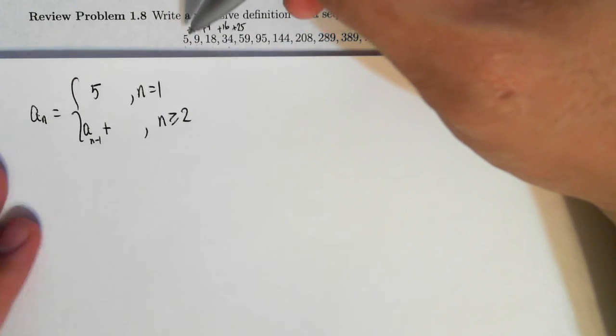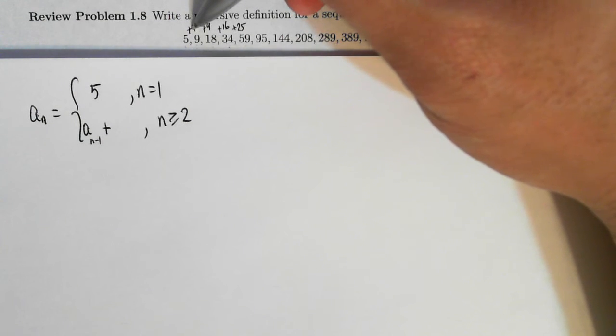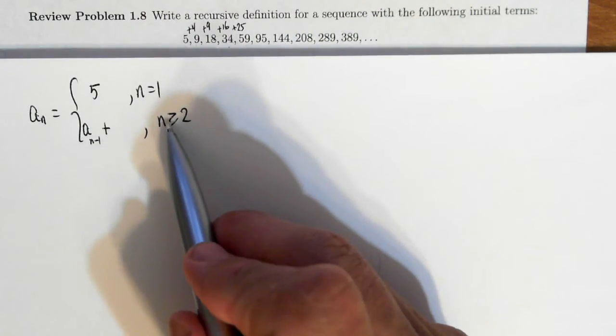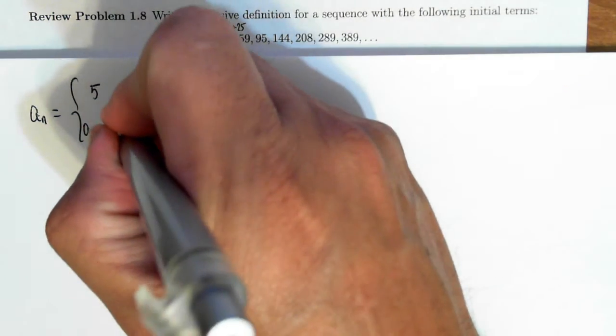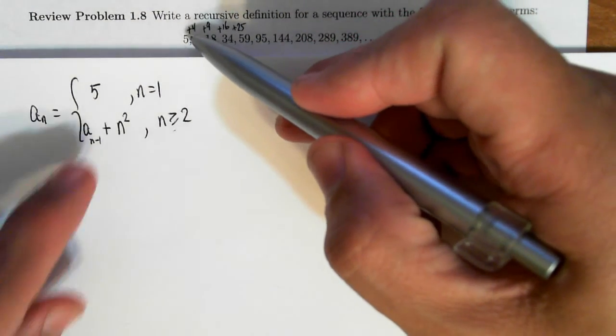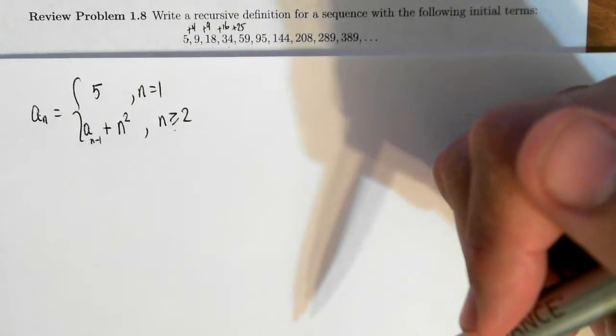Now, what's the something going to be? For the second term, I add 2 squared. For the third term, I add 3 squared. For the fourth term, I add 4 squared. And so it looks like for the nth term, I ought to add n squared. And so that is one way of recursively defining the sequence. And I'm presuming that the sequence starts on n equals 1.